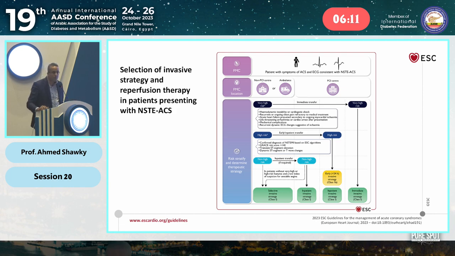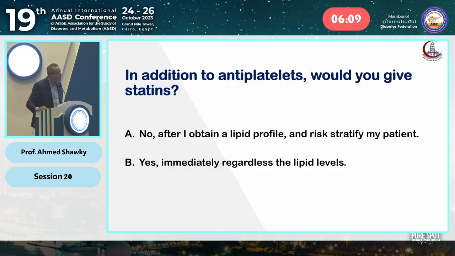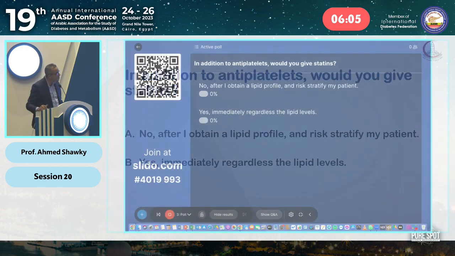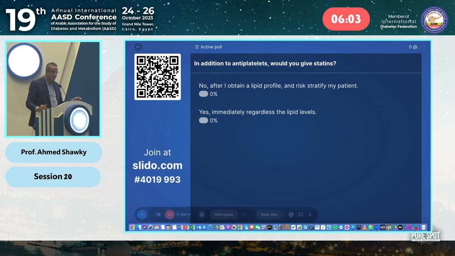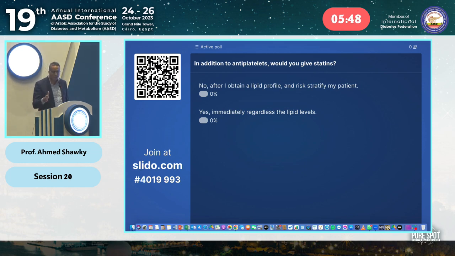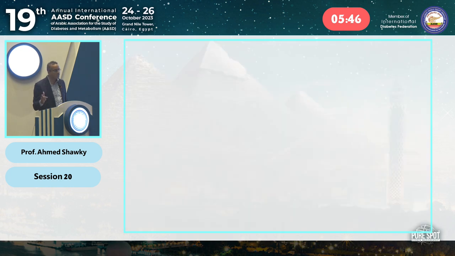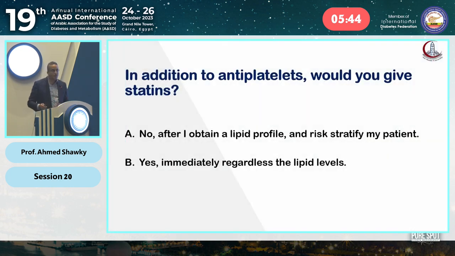But the question comes, we gave her antiplatelets, we gave her heparin. Do we give statins, or do we wait until we get a lipid profile? This is important. What do you think? Who goes for A? Wait. Who goes for B? Immediate. Okay. Do you have data to support this? That's important. That's very good. Thank you for your interaction.